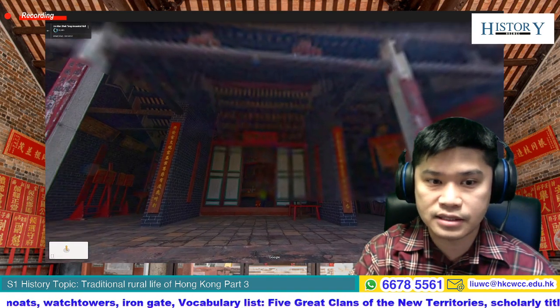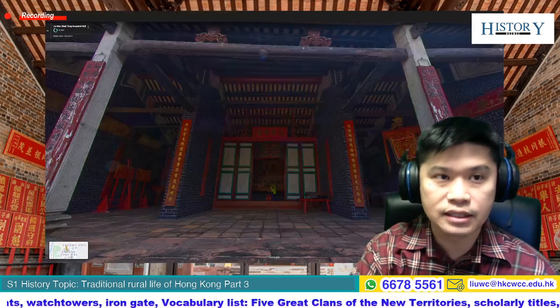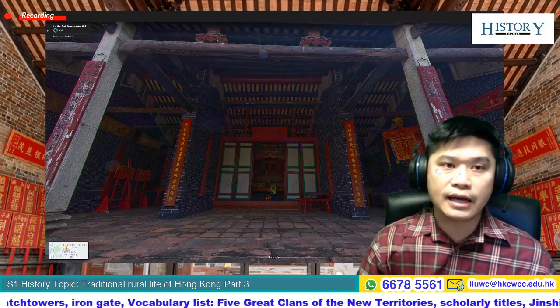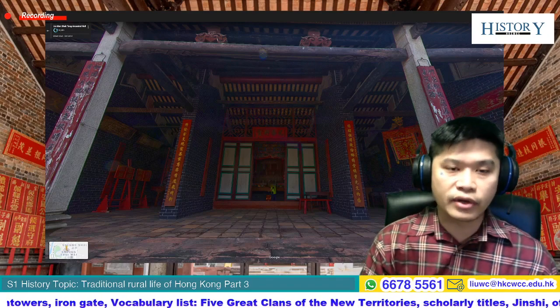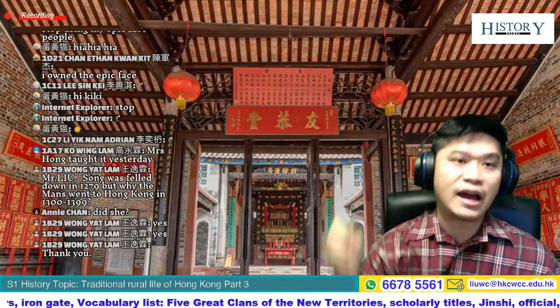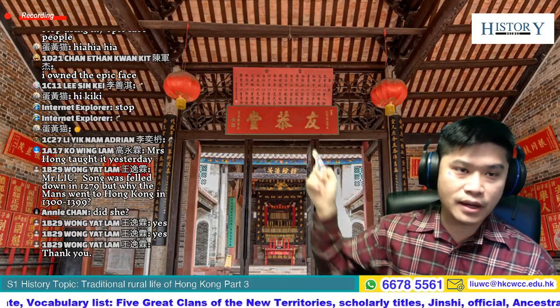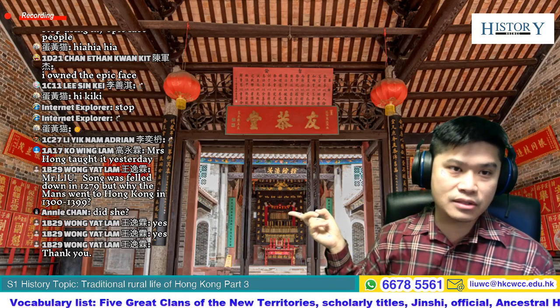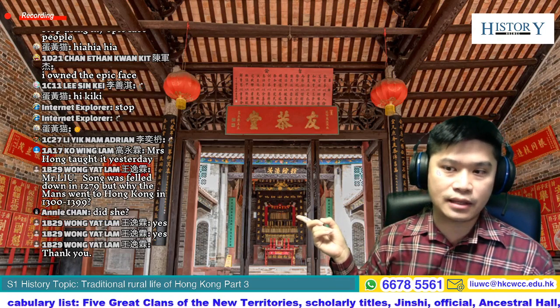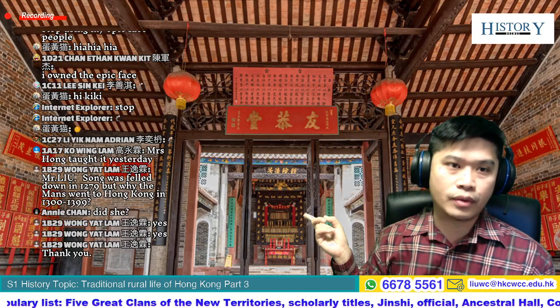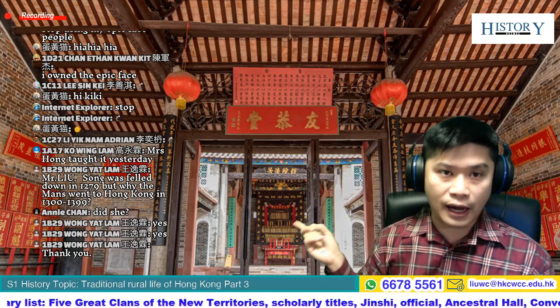Okay, like this. That would be the inside of the ancestral hall. You can see that the layout of the ancestral hall of this one and that one would be similar. You can see a lot of plates here, and also in the main hall, you can see the soap tablet. Soap tablet, this one we may call it 神主牌.